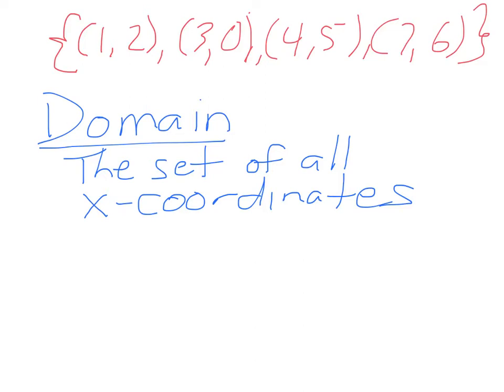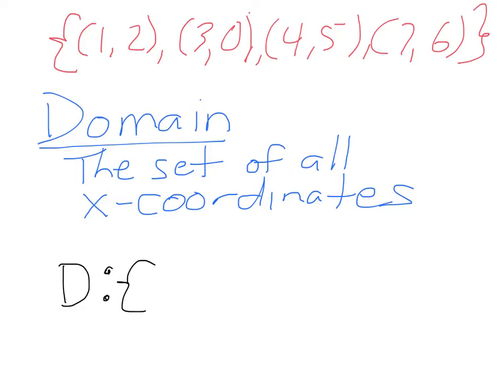The way we write the domain is very simple. We make a D, a capital D, that indicates domain. We put a colon, and then we make our set notation. Anytime we do that funky little bracket there, that indicates that a set's about to come. And in this case, I want the set of all x coordinates.